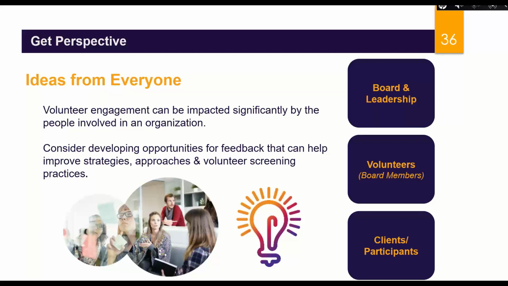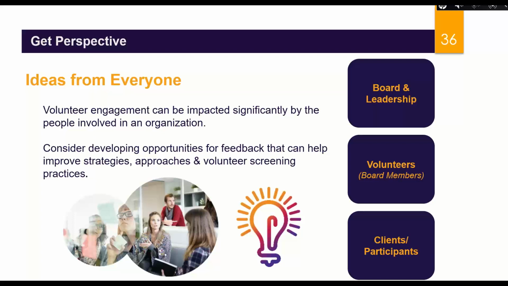So here are some questions for the board and your leadership that they might want to discuss or consider. What is understood or perceived about volunteer positions and/or the volunteer program? Are your volunteers meeting the desired outcomes? Are policies effective in mitigating risk? Any accountability concerns with your volunteers? And how might the volunteer engagement process or policies be improved upon?